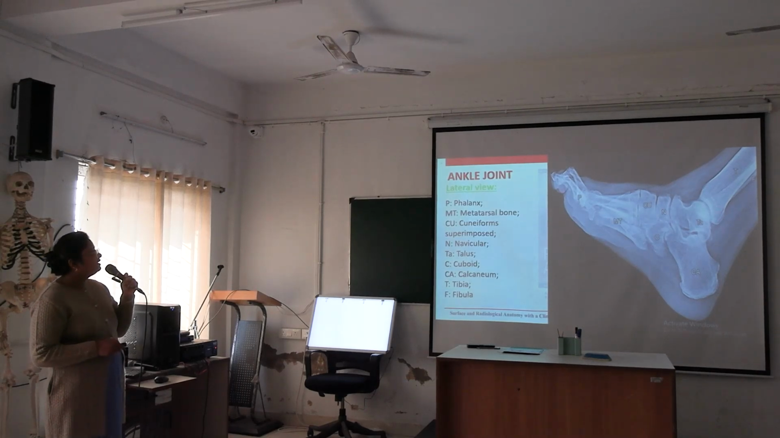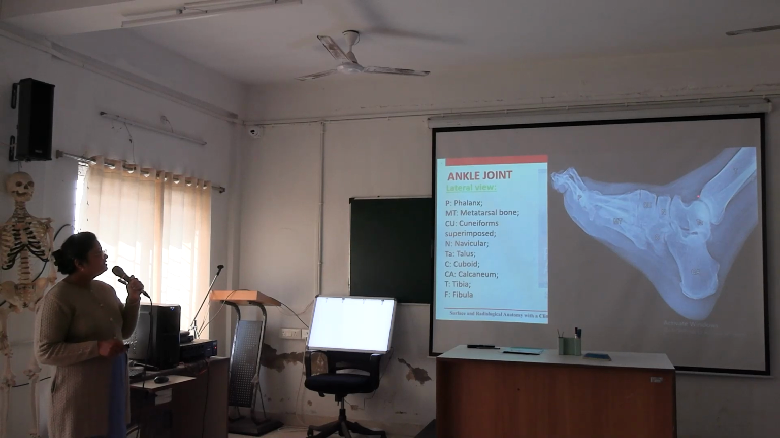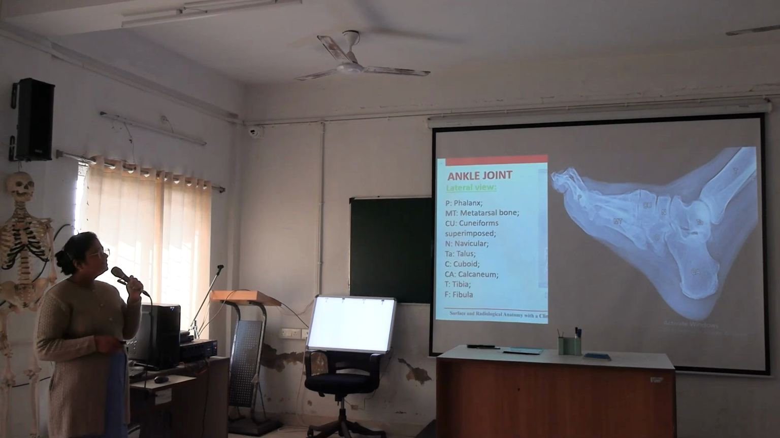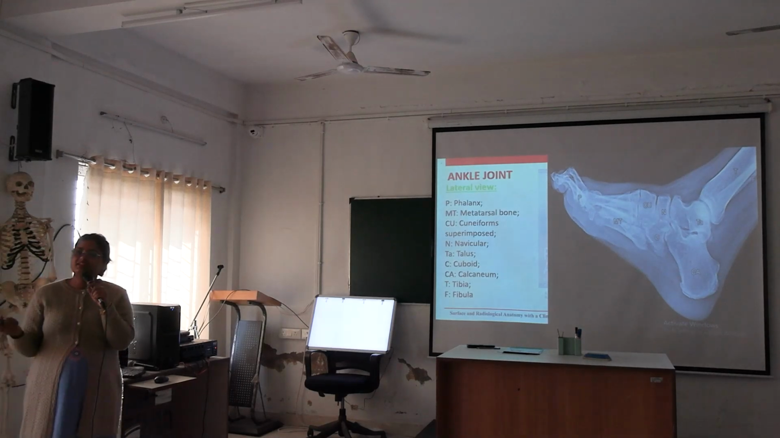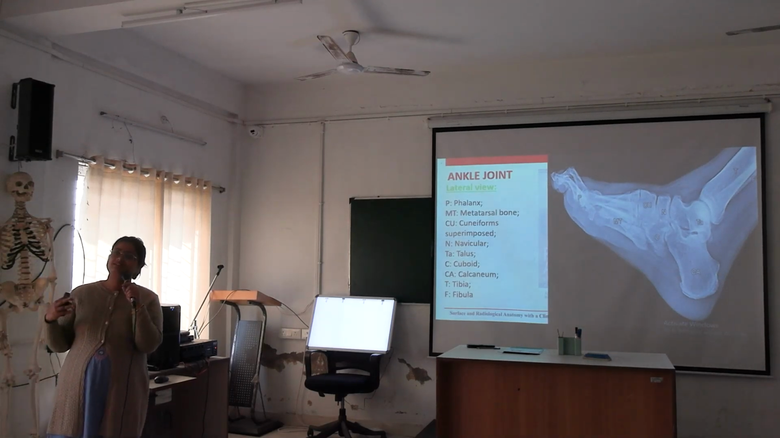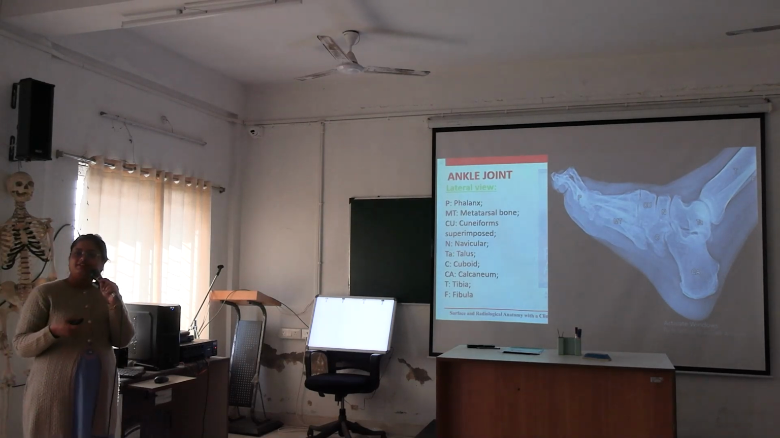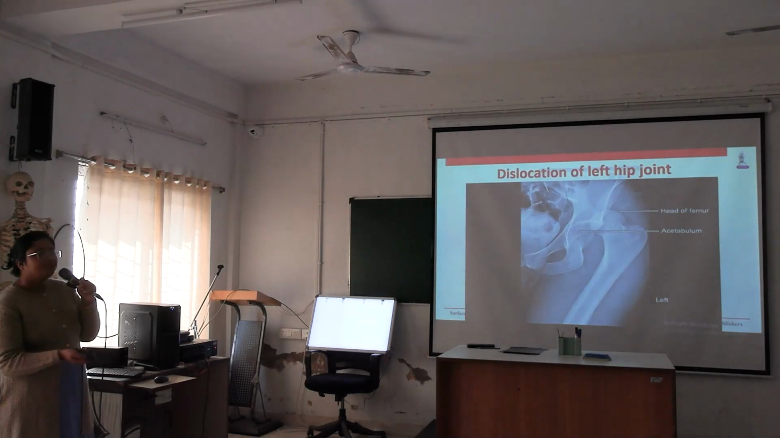So P is phalanges, MT is metatarsal, CU is cuneiform. They are superimposed. N is navicular, C is cuboid, calcaneum, talus, tibia, and fibula. Okay, all these you will see in lateral view. Okay, all these are normal X-rays. In case of fracture, you have to detect the fracture line. Or in case of any deformity, that also you have to detect. You know the normal shape of the bone, so when abnormal X-rays will be given, you will be able to identify. Next we go to pathological X-rays.